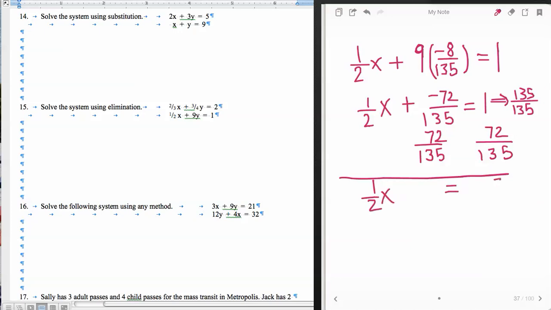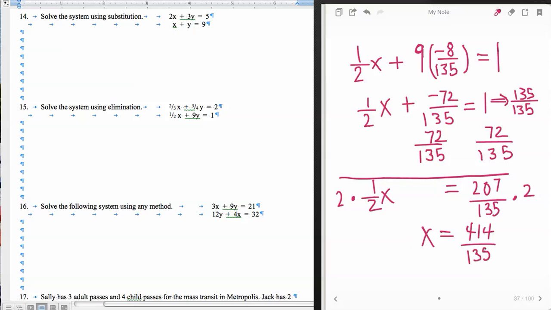And so now I can see that I have 1/2 x is equal to, and I'm going to add these up, 2 plus 5 is 7, 3 plus 7 is 10, carry the 1, 1 plus 1 is 2, and this is 207/135. And then we multiply this by 2, and multiply this by 2, and therefore x is equal to, and then we're going to multiply that out and simplify it.